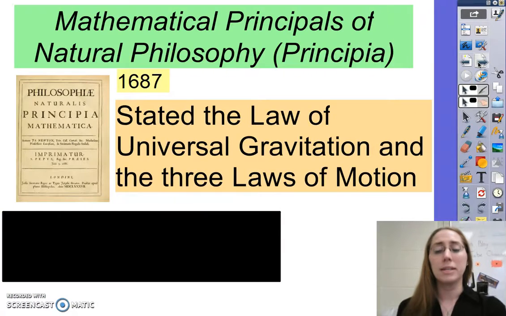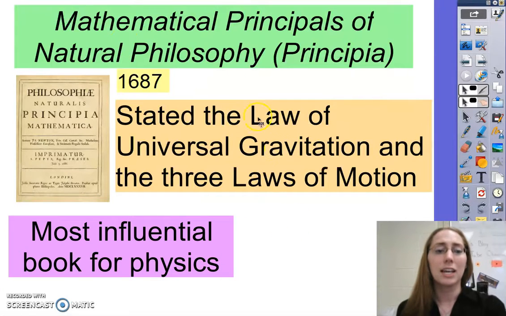One of Newton's biggest pieces of work is the Mathematical Principles of Natural Philosophy, which is sometimes shortened to Principia. He published it in 1687, and it stated the law of universal gravitation, everything with mass has gravity, and his 3 laws of motion. Many people, if you ask them what is the most influential book in physics, will say that his book is huge. It completely changed the way we think about physics. So let's examine these 3 laws of motion.